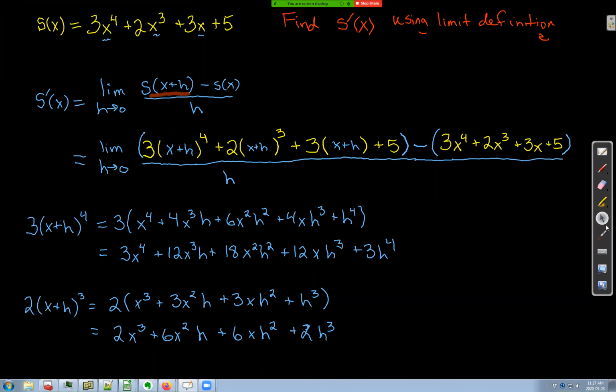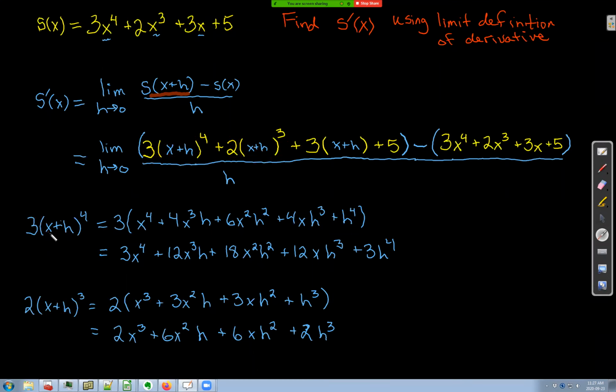All right, I'm back here. So magically, what just happened is these expressions just popped up. And what these are is I'm expanding this. So I want to know what's 3 times x plus h to the fourth. And I also want to expand this. And so I want to know what is 2 times x plus h to the third.